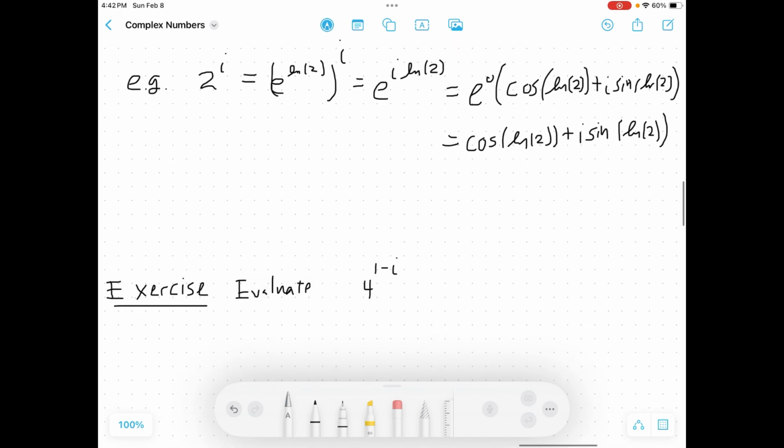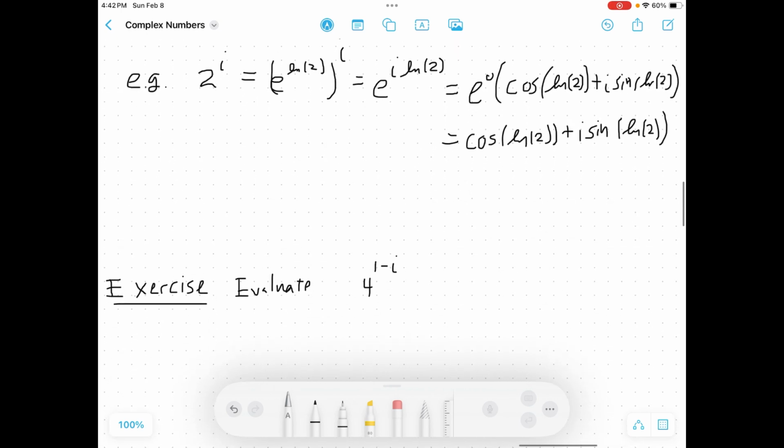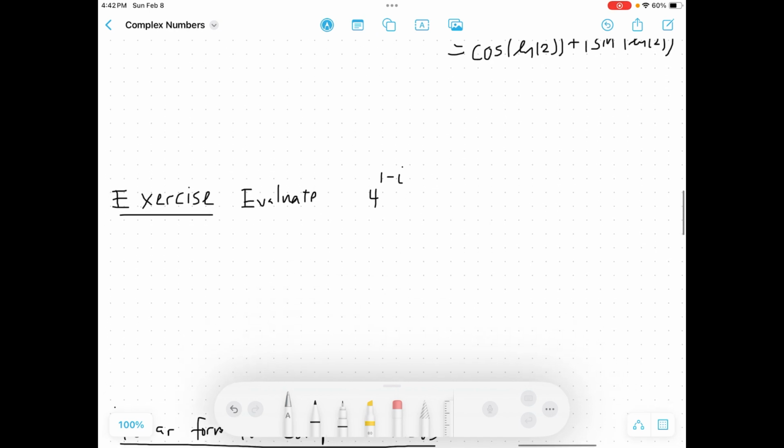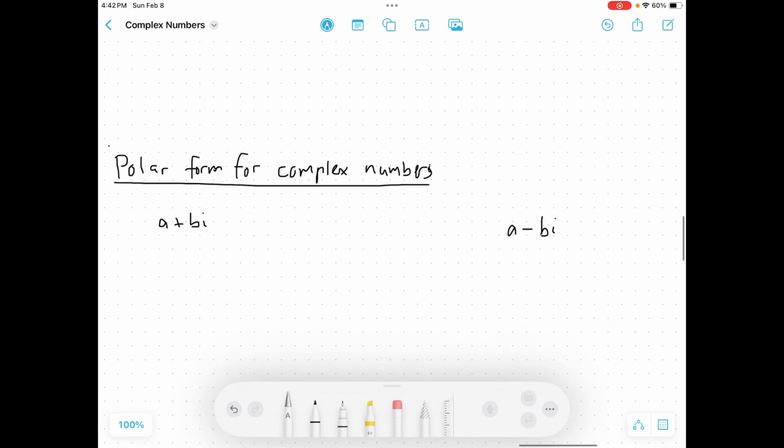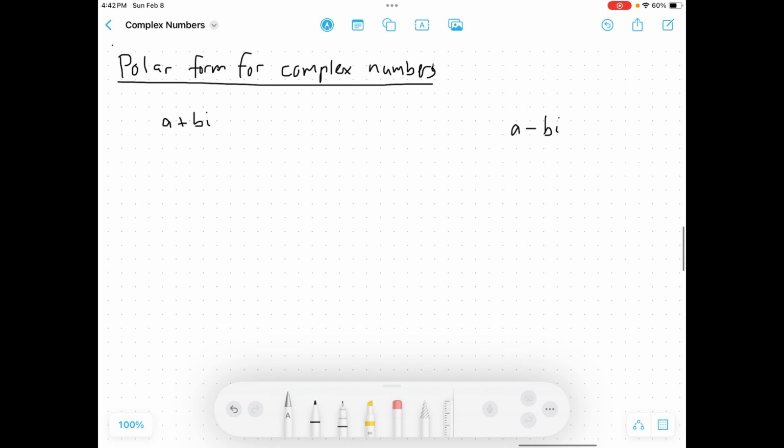So, for your first exercise, I'd like you to apply that sort of procedure and evaluate what 4 to the 1 minus i should look like. So, now we know at least how to raise a real number to a complex power.